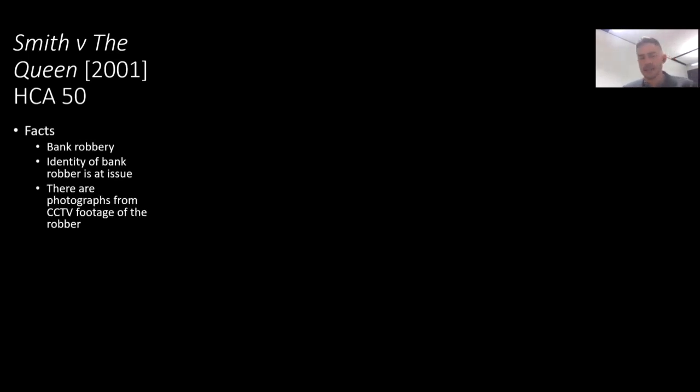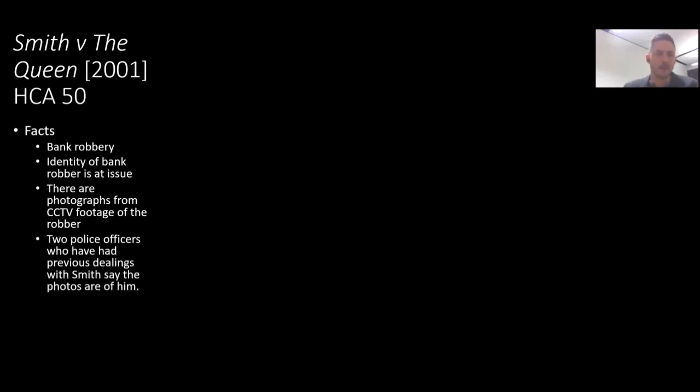The first case we'll look at is Smith and the Queen, a 2001 High Court case. Interesting case. So it's a bank robbery, and the identity of the robber is at issue. So we typically identify the facts and issue first. And there are some photographs that were extracted from some CCTV footage of this robber. And that's available for the court to view and compare to Smith to say that they think it's the same person.